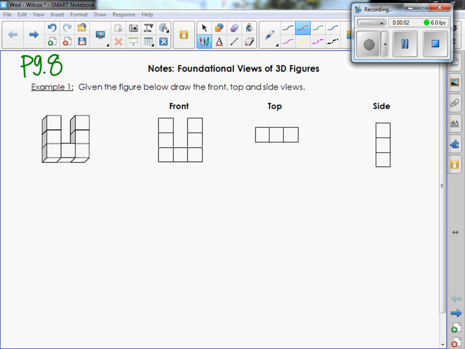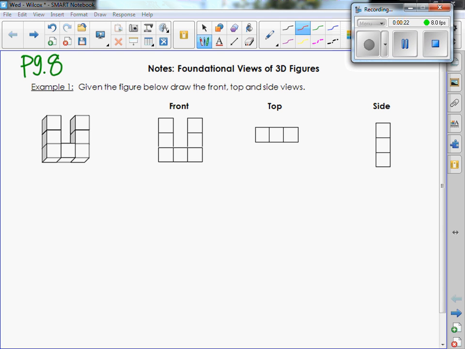This lesson is over views of 3D figures. These notes correspond to page 8 in your notebook. This is a review of the same concept that we covered last year in 6th grade, so it might seem kind of familiar to you as we're going through it. We've just incorporated it into our lessons this week since we're in our 3D unit.